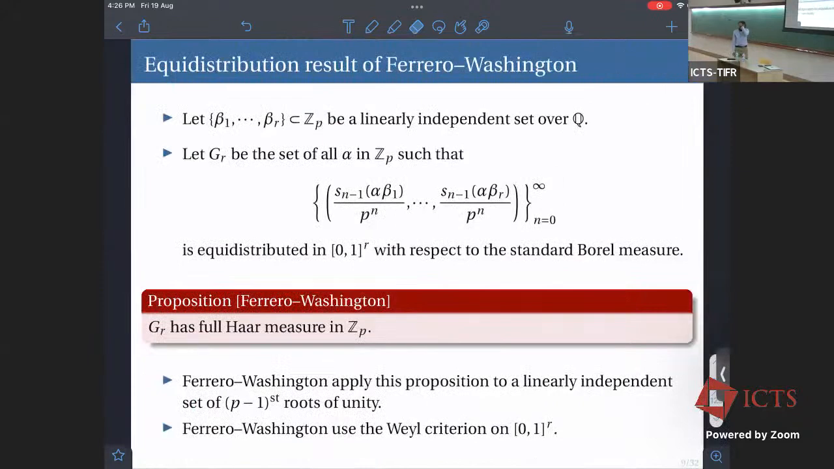Ferrero-Washington, to deduce this equidistribution statement, use something called the Weyl criterion on [0,1]^r. What we want to do is, instead of using this Weyl criterion, give an alternate approach, which is based in ergodic theory, and follows ideas of Furstenberg.